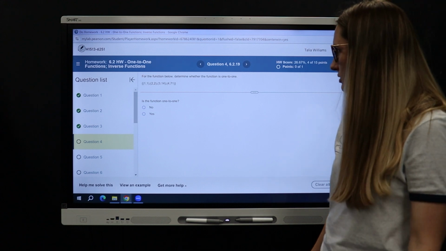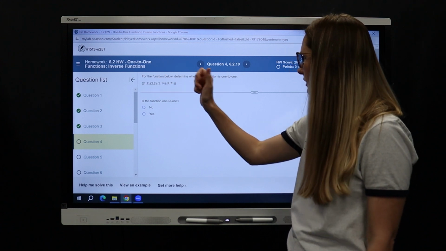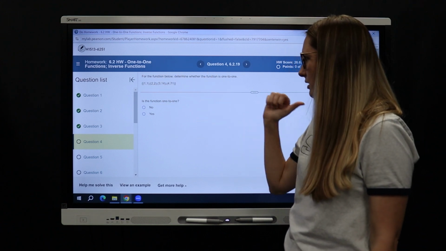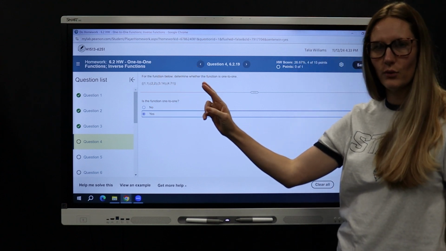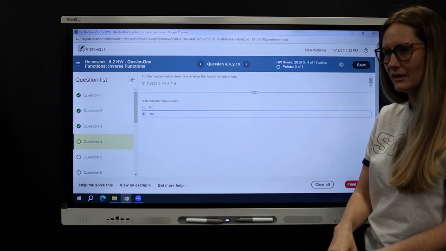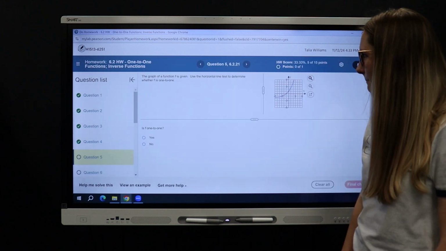1, 1, 2, 2. So our x values 1, 2, 3, 4. Great. 1, 2, 14, 71. Great. But this is what I meant, like, you can have the same x and y value, but you can't have a repeated x or a repeated y. So this is a one-to-one function.